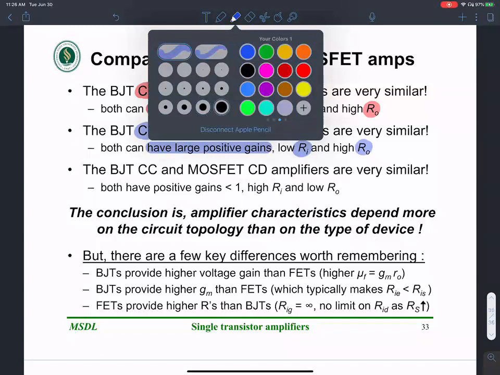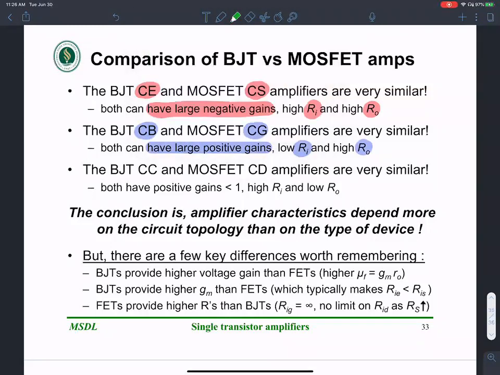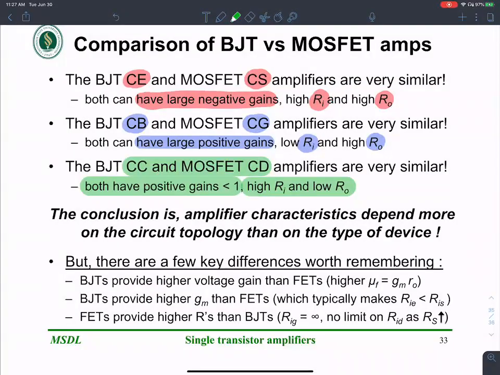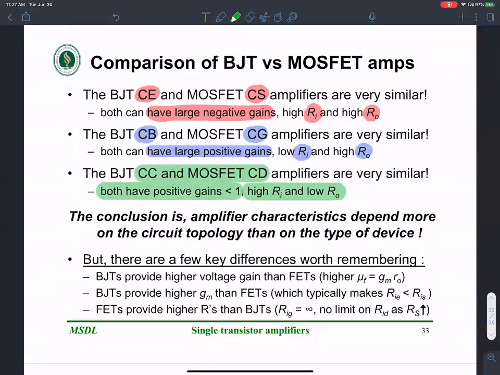And by the same token, the common collector and common drain amplifiers are similar. They provide almost no gain, close to 1, with high input resistance and low output resistance. So whenever the input is on the base or the gate, your input resistance is extremely high. And that's the idea.